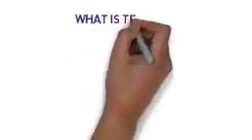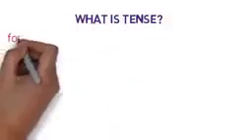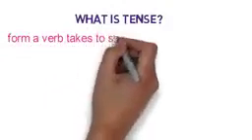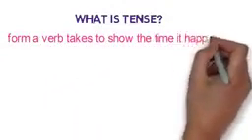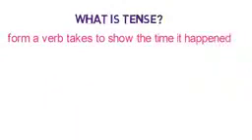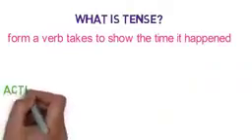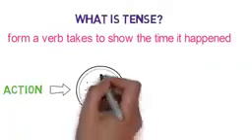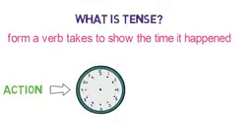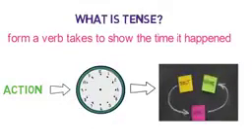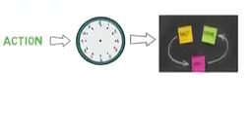What exactly is a tense? Tense is the form a verb takes to show the time it happened. It actually describes when any action happened with respect to time. Now, the time the action took could be past, present, or future.